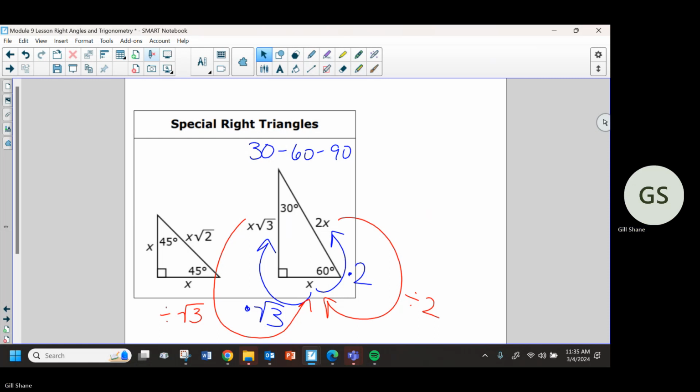All right. They should have plenty of time. 2-point exit ticket tomorrow. Be ready. Angle, angle, side, angle, side, side, side, side, and make sure you understand them well enough to explain.